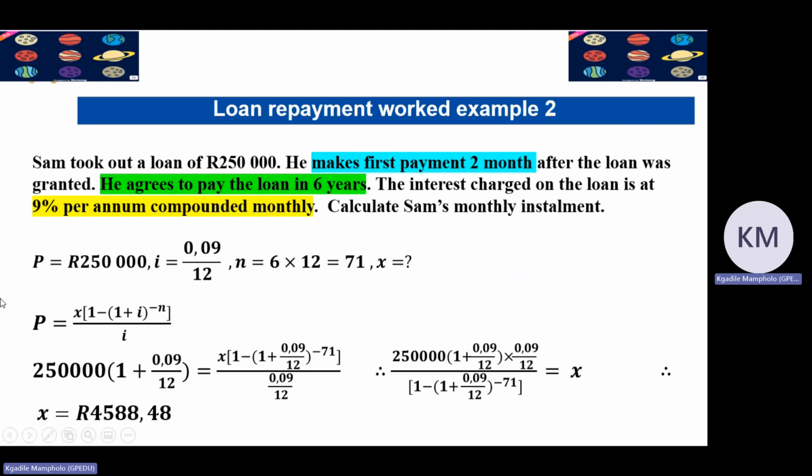So meaning this bracket here, it means it's the loan taken plus the interest of the 1 month that you missed. That's why N is 1 here. Remember, when exponent is 1, you don't write it. So it means they charge you the interest of 1 month, then you'll pay the rest in the next 71 months. Then you substitute, cross multiply, that X will be 4,588 rand 48 cents.